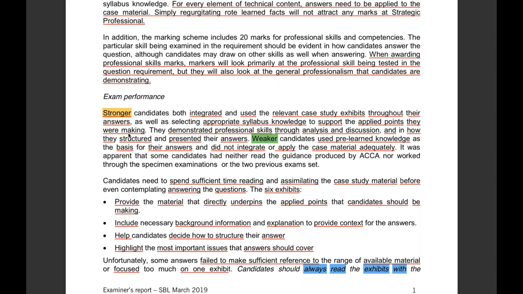Okay, so they demonstrate professional skills through the analysis and discussion that they have, and how they structured and presented their answers. You see, this is what I meant by flow of thoughts just now.